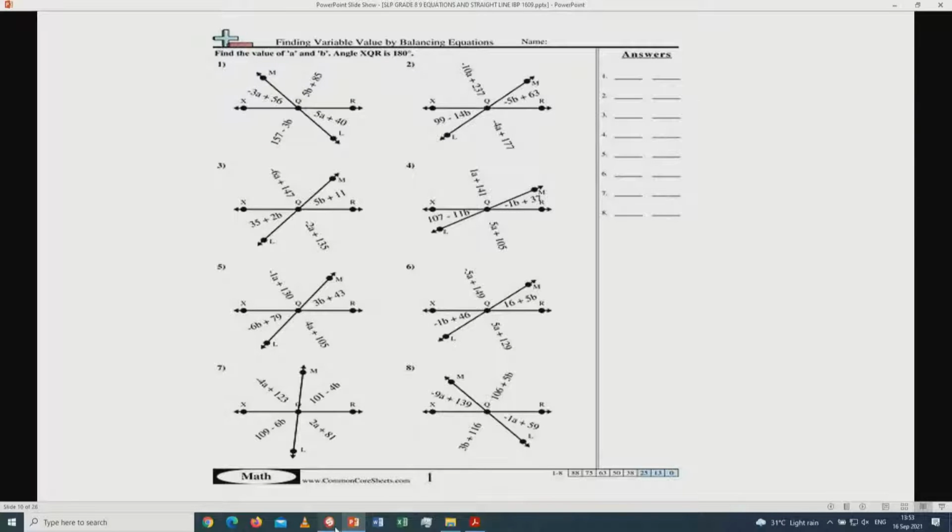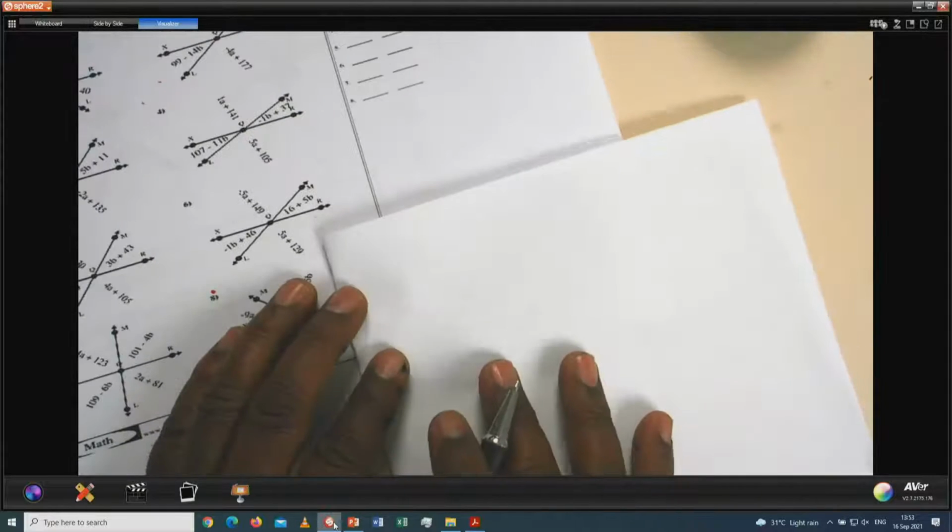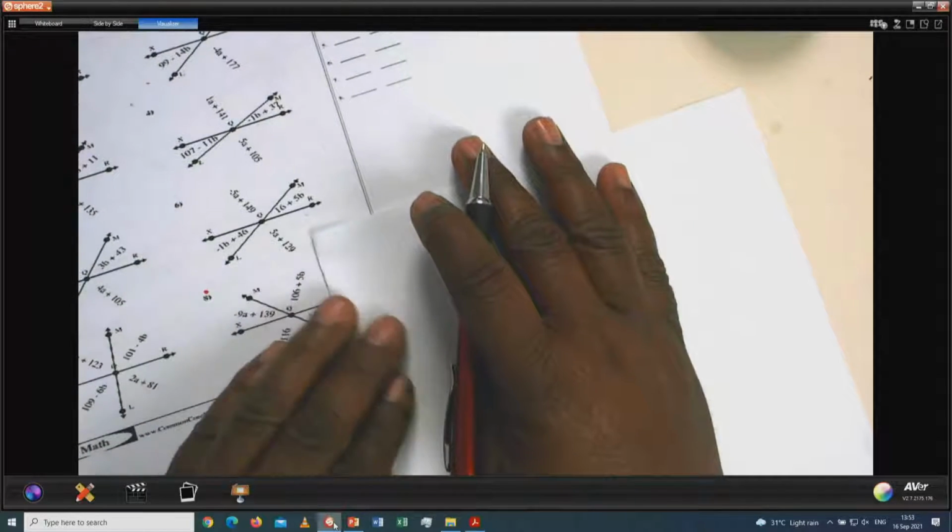6, okay. All right, let's do 6 and 7 now so that we don't do too much, so that it's an opportunity for you to go in.